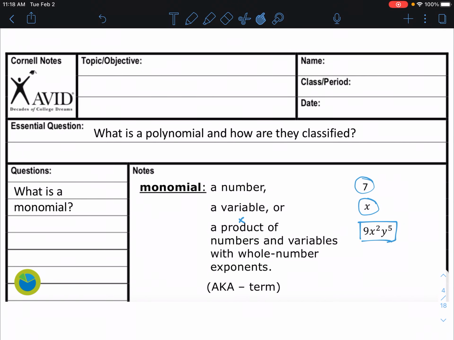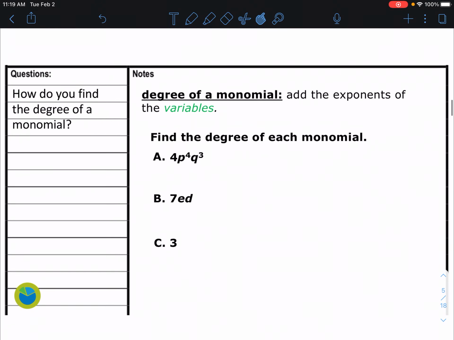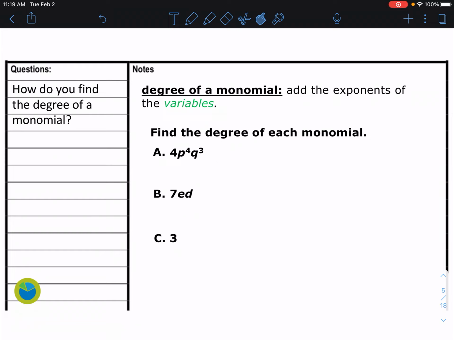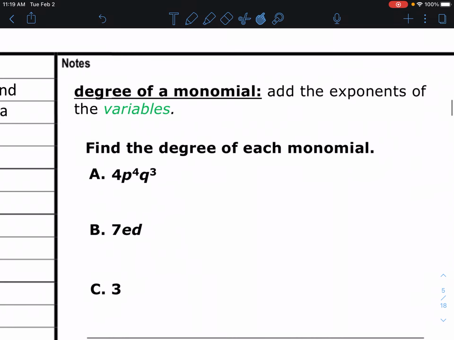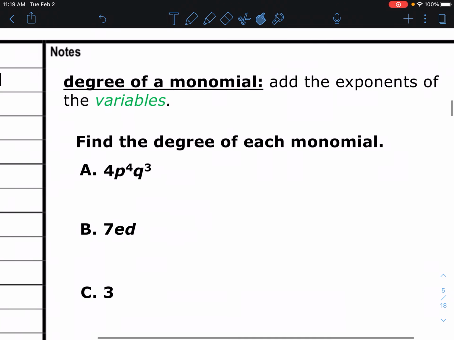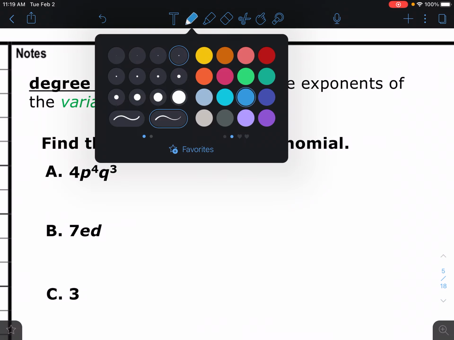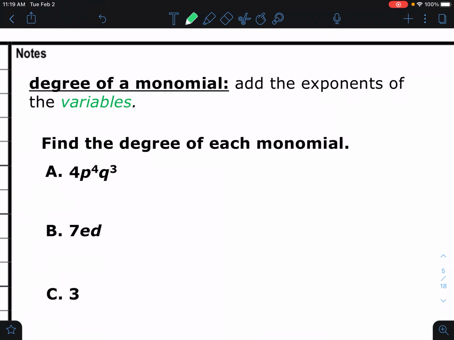Now, the next thing we're going to talk about is degrees of these monomials. And how do you find a degree? Now, the degree is important because it tells you a little bit about how things behave when you graph them. So we're going to learn about that, not necessarily the graphing in this unit. So how do we find the degree? It says here to add the exponents of the variables. So kind of key words here. Add the exponents. I'm going to underline that, of the variables.